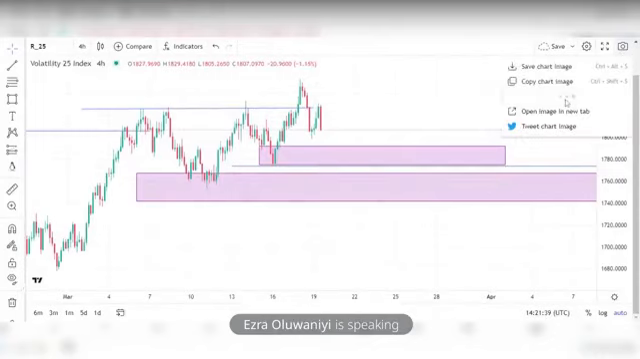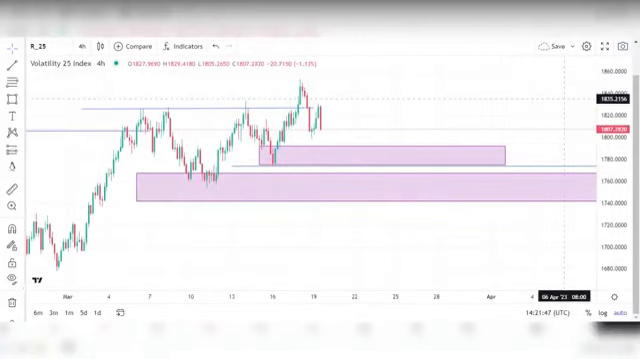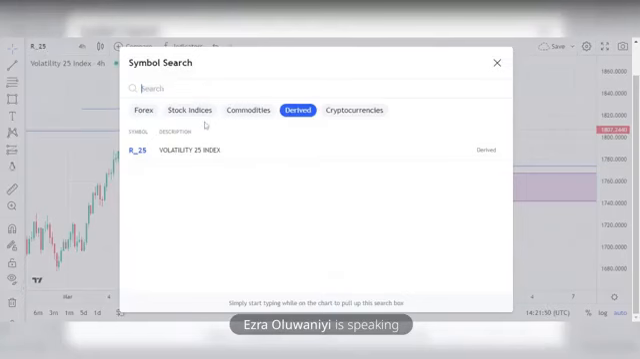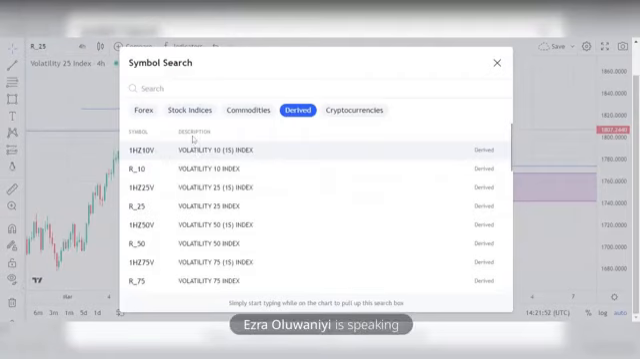Let's go to another asset. All right. So let me go to VIX10 next.